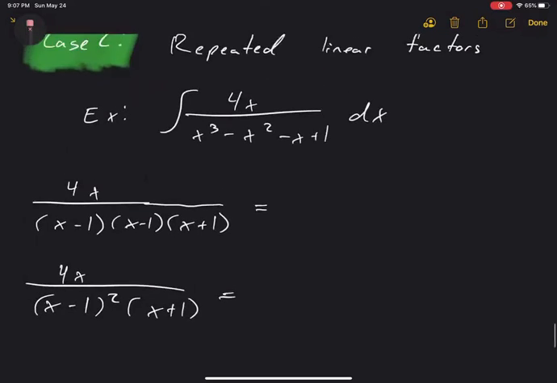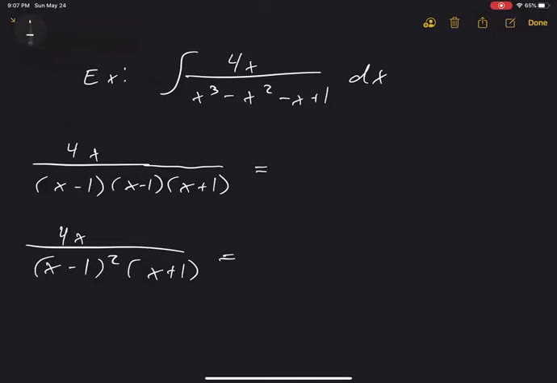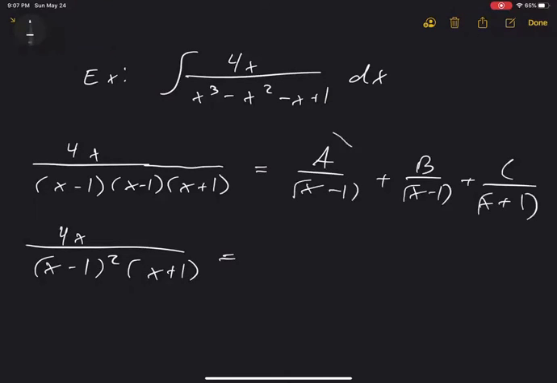Instead of having a over x minus 1, plus b over x minus 1, plus c over x plus 1, this is not correct, okay? So this is not correct. This is what we'd be tempted to do if we follow the pattern of case 1, right? We'd have one constant over each factor. But that's not going to work because of this repeated term.